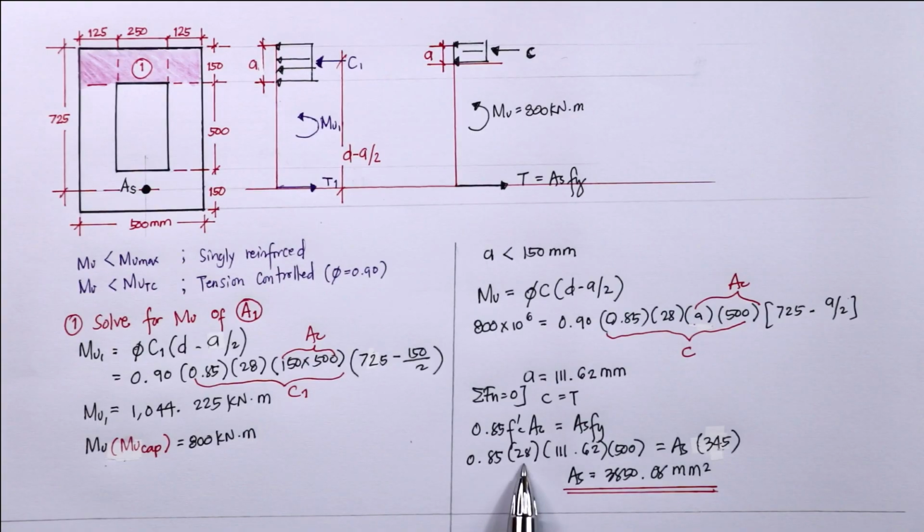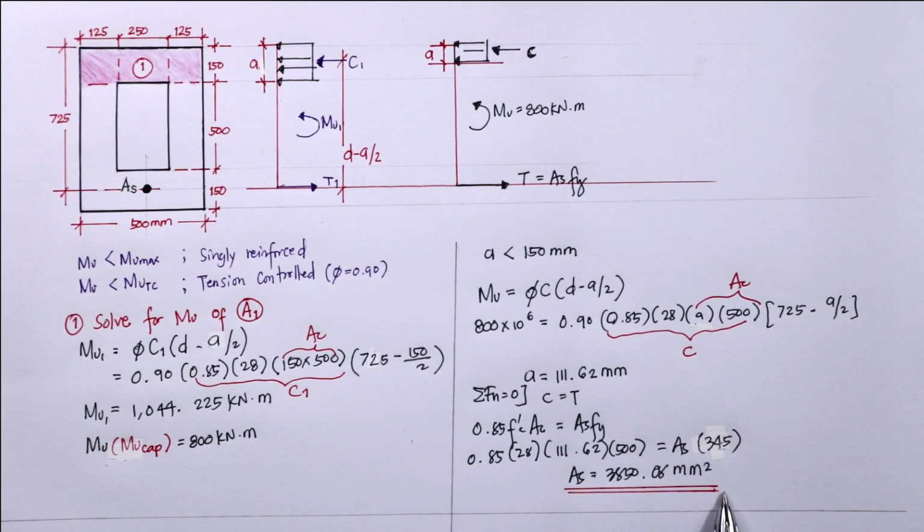0.85 F prime C, actual area ng concrete under compression is equal to A times B. A, 111.62 yung nakuha natin, times B is equal to AS, unknown, times FY, 345. Then finally, ang magiging value ng AS natin is 3850.08 mm squared.